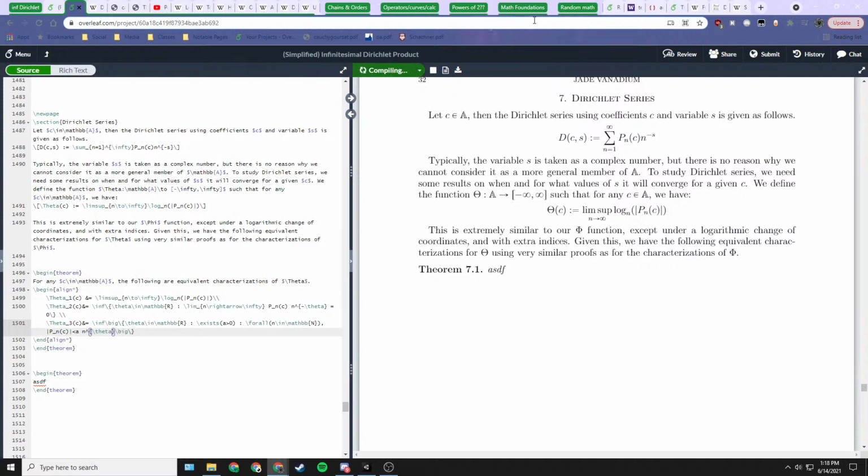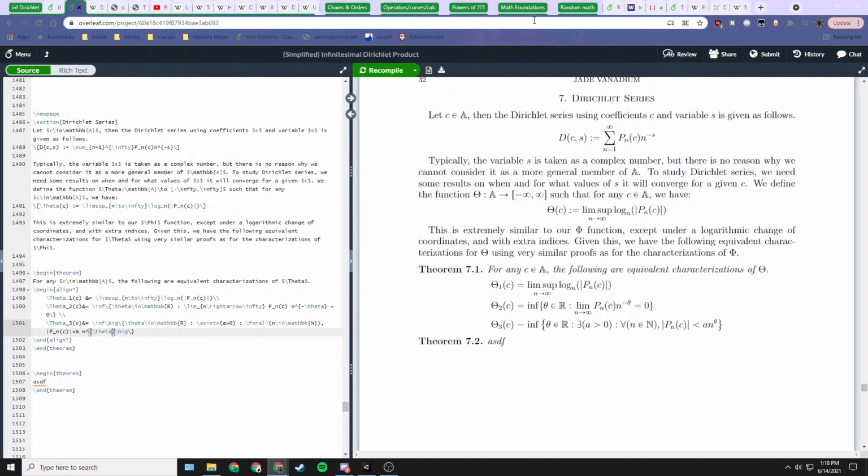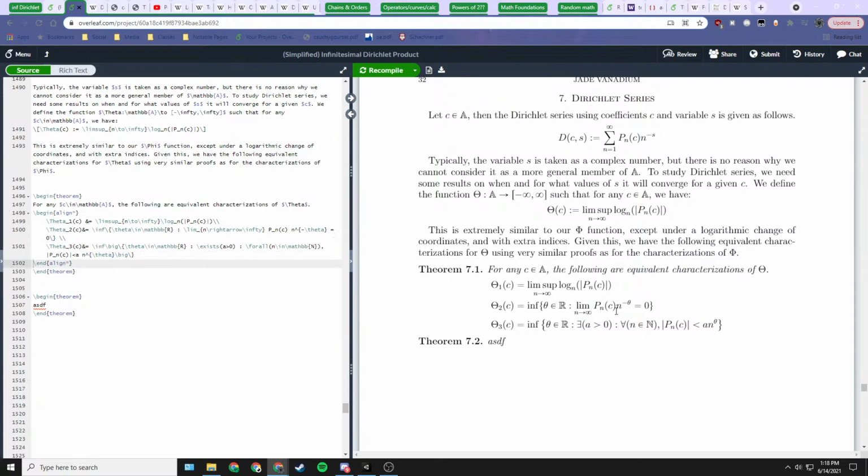But this is what these characterizations should look like. So we have this lim infimum of log base n, this. We also have the second characterization. So we take the infimum of theta such that this limit, so we have the nth projection of c times n power negative theta, this would be 0. And then this third characterization is the infimum of theta such that we can find this bounding term.